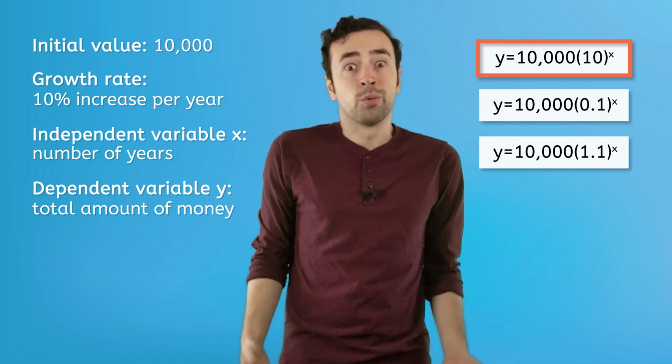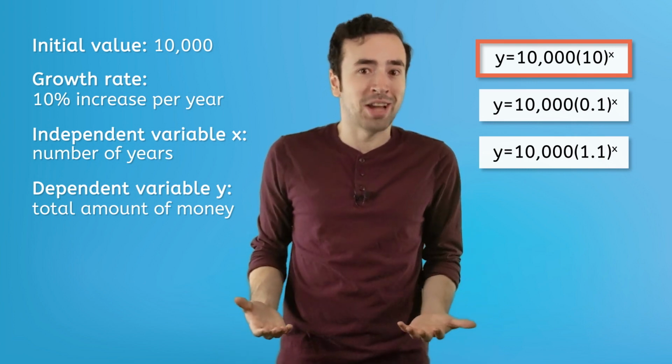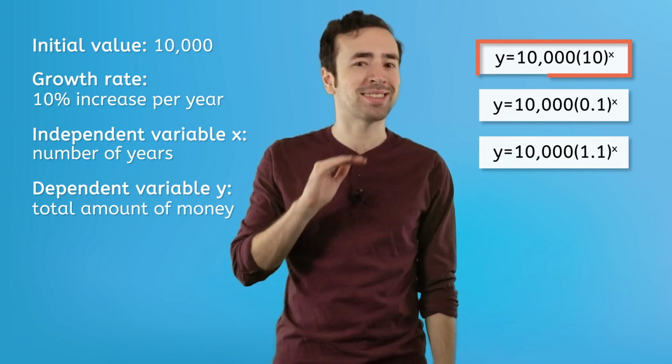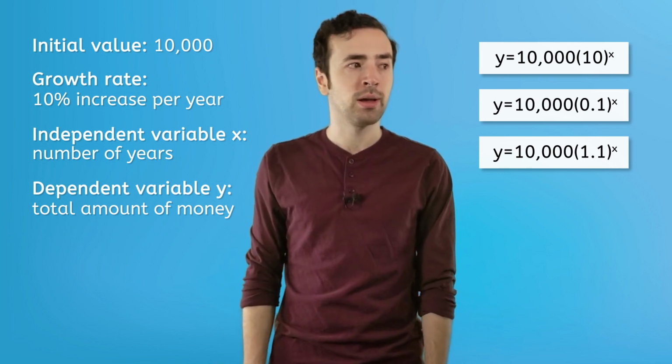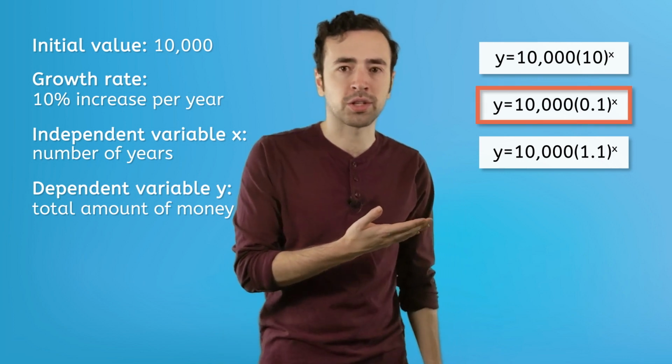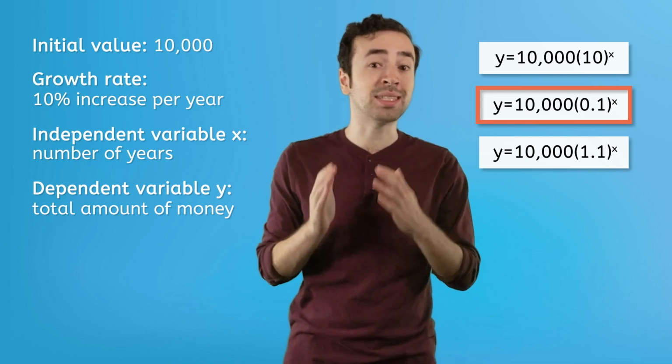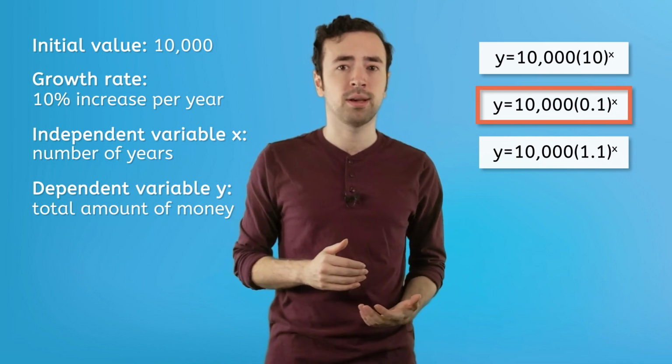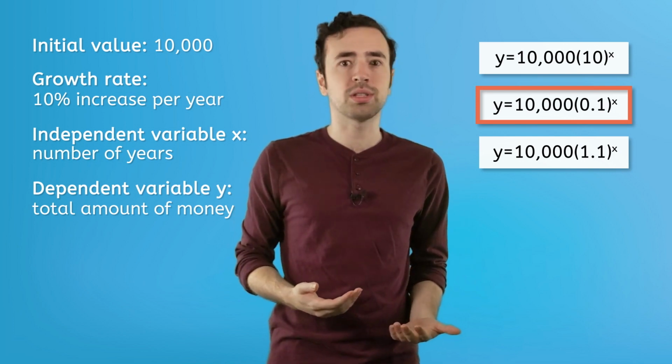So although it would be nice if the money would grow 10 times bigger each year, that is definitely not the case in my scenario. So what about this equation? Y equals 10,000 times 0.1 to the power of x. Let's check this out in a little more detail next.